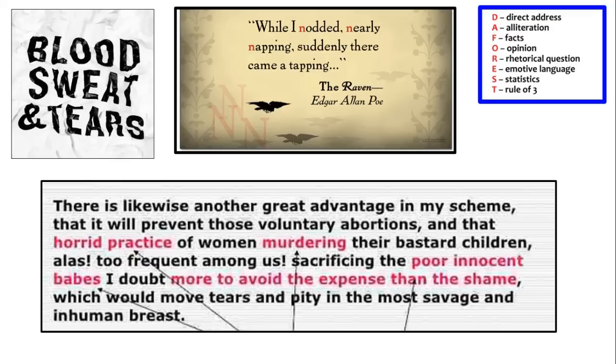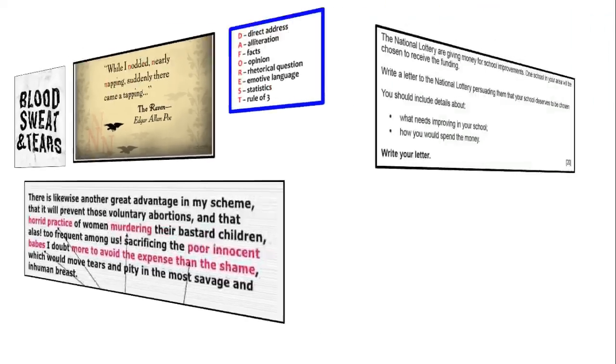While I nodded nearly napping, we've got alliteration, and the bottom one we've got emotive language. So we're not just saying children, we're saying poor innocent babes. It makes it more emotive, more emotional for the reader to read.